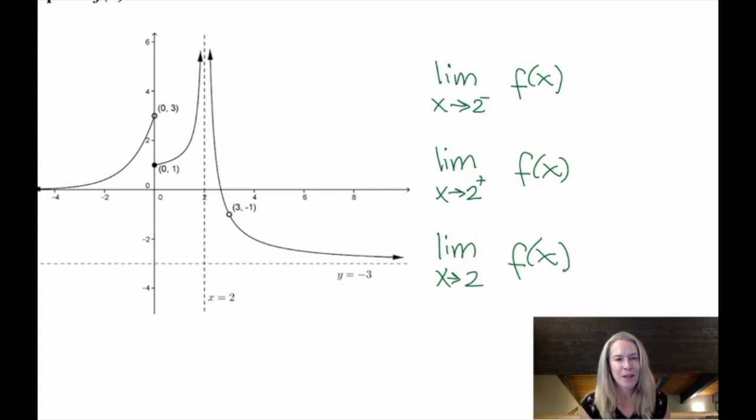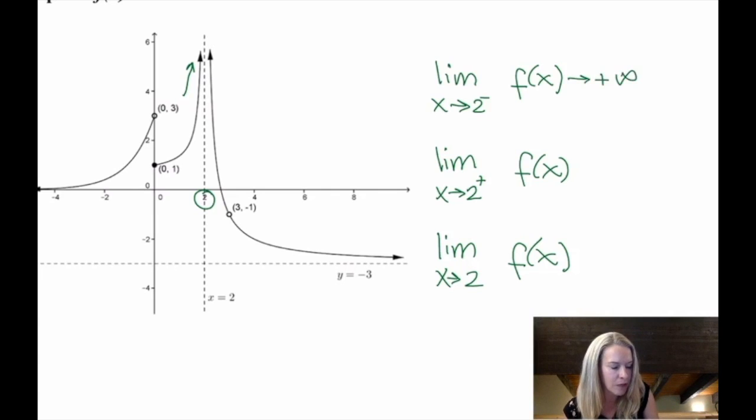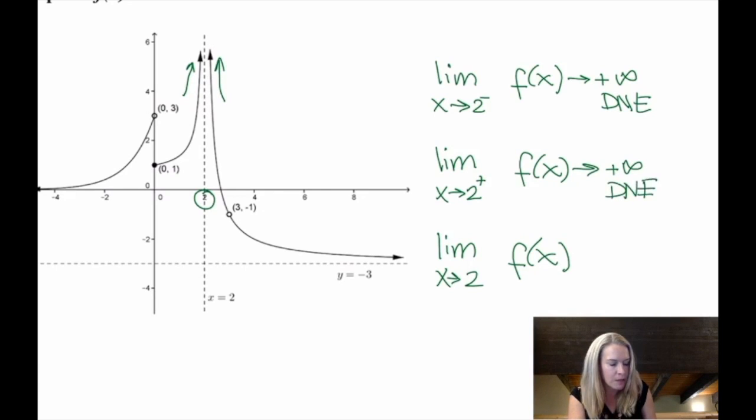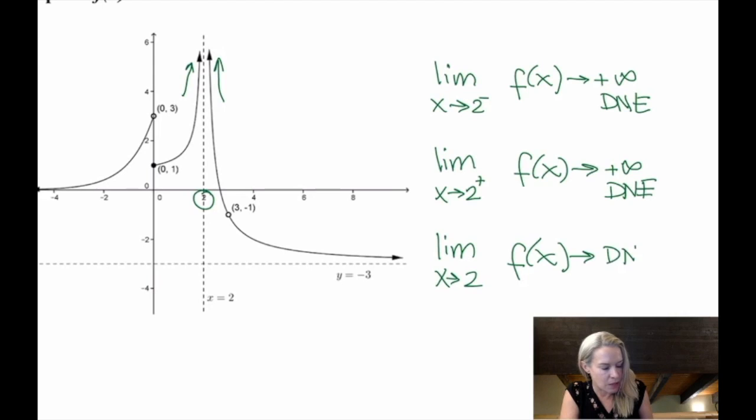Next, let's look at what happens on this graph as x is approaching 2. Well, from the left-hand side, here's 2. From the left-hand side, you'll notice that the graph is going up, approaching a vertical asymptote, but definitely unbounded. So we would say positive infinity and does not exist. Likewise, from the right-hand side, we're going up, up, up, unbounded, also heading towards positive infinity, does not exist. And since neither of the right-hand or left-hand side limits are approaching a numeric value, then we would say that the two-sided limit does not exist.